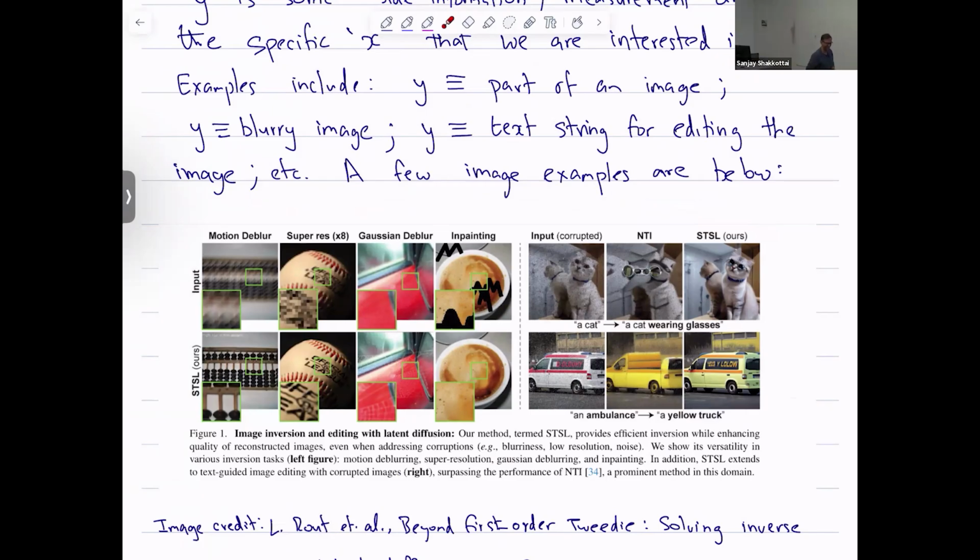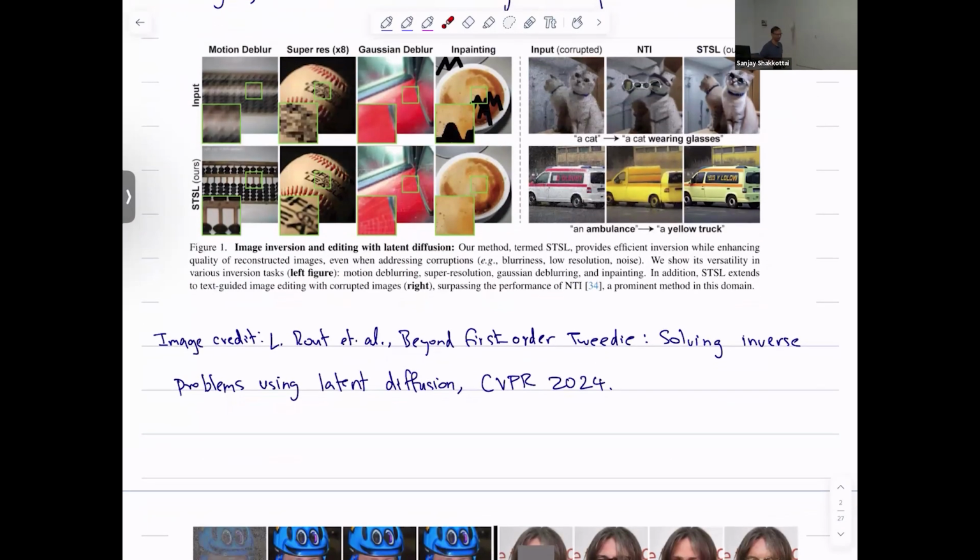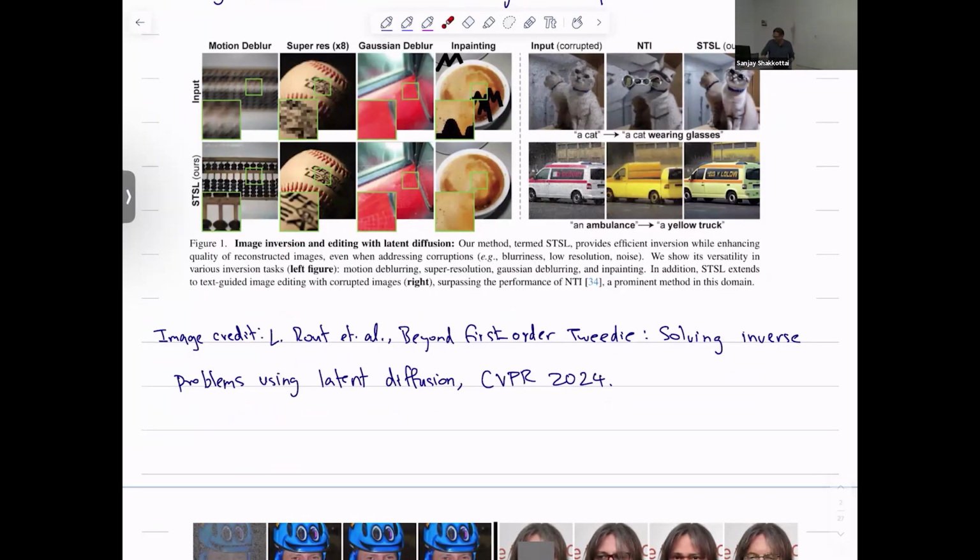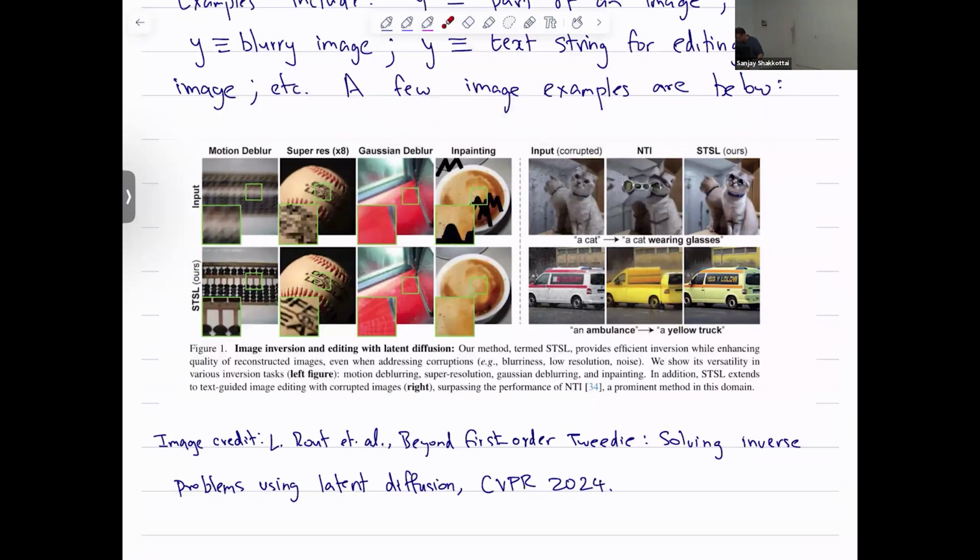I just want to give this as an example. It's just easiest to copy and paste from my own paper and from other papers. So this image is from this paper, Raut et al. in CVPR 2024.